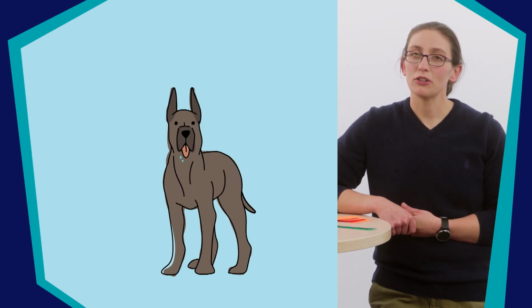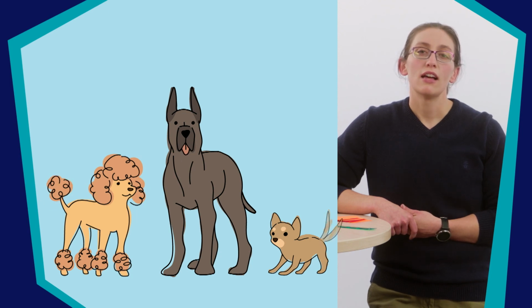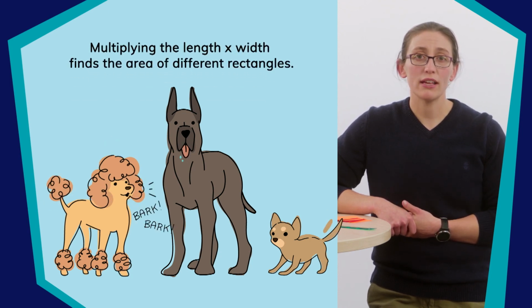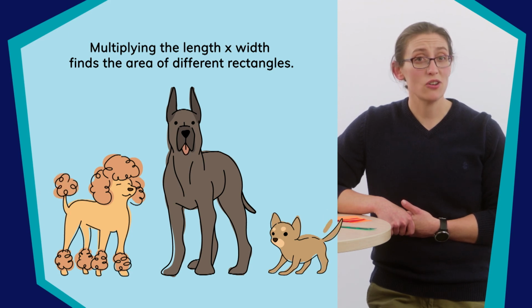That seems big enough for Great Danes and Poodles, all the way down to the tiny Chihuahuas. Thanks for helping again, multiplying the length and width to find the area of different rectangles. This is going to help make my future project planning so much more efficient.